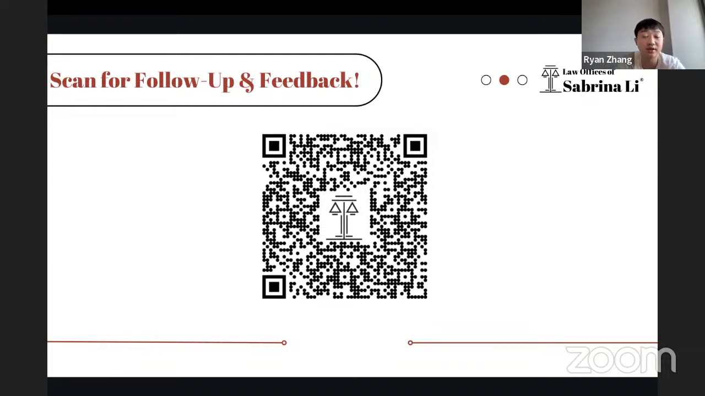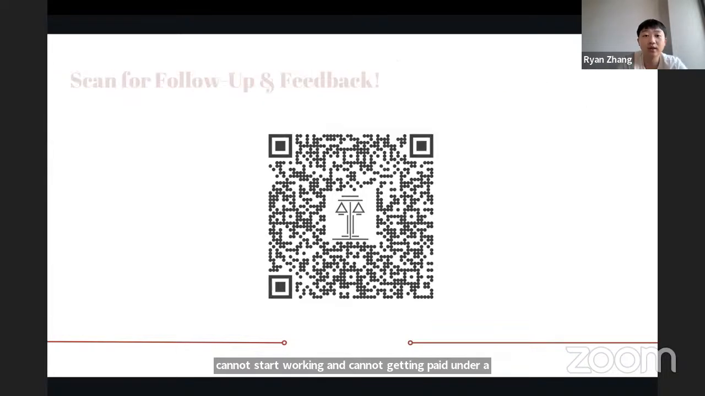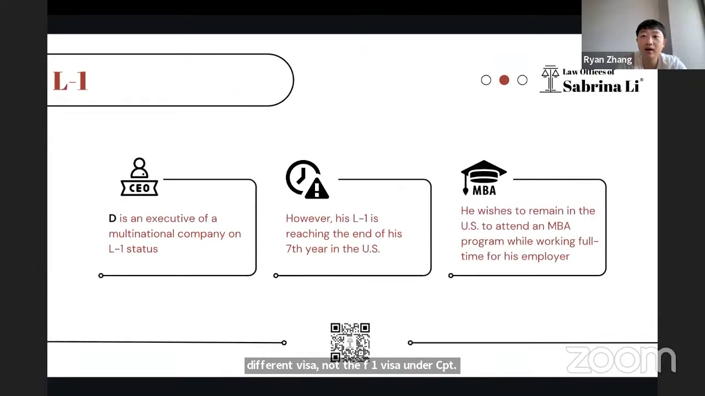But CPT has a strict timeline of approval dates and end dates for each work authorization. So keep in mind that you cannot start working or get paid under CPT without authorization, and you cannot work under a different visa, not the F1 visa. So let's go to the final slide of the change of status.